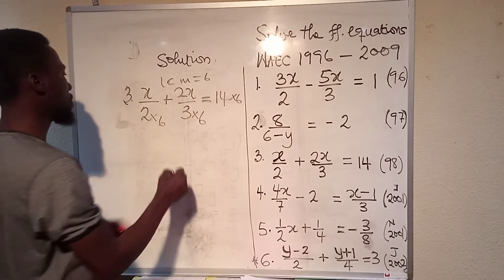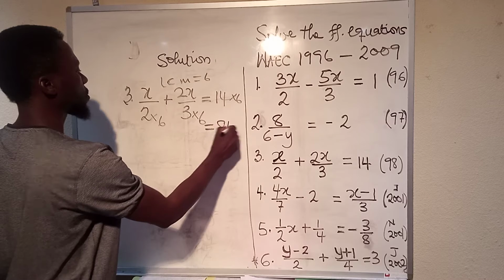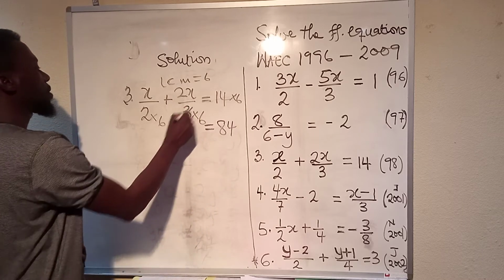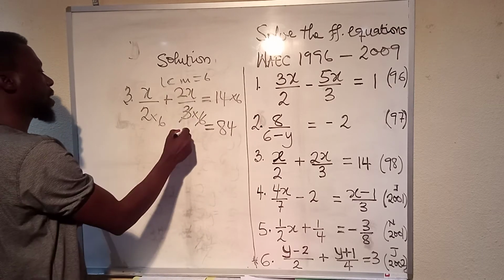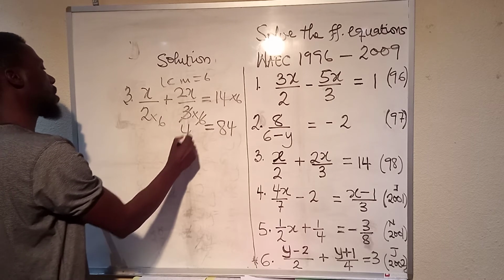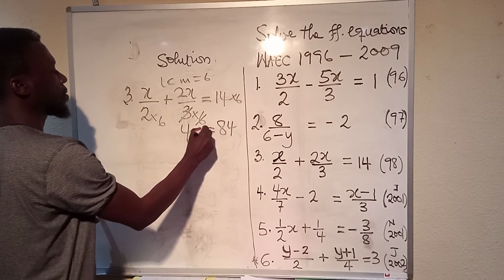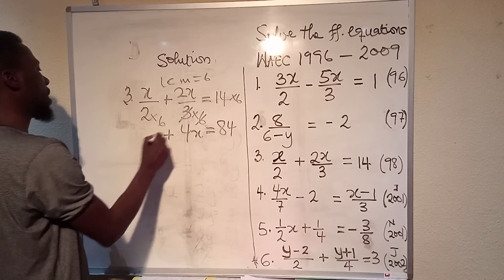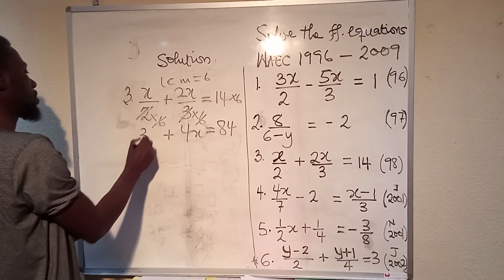14 times 6 will give us 84. So let's put 84 over here. 3 into 6 is 2. 2 times 2x will give us 4x. So we shall have 4x over here, with our plus. 2 into 6 is 3. 3 times x will give us 3x.